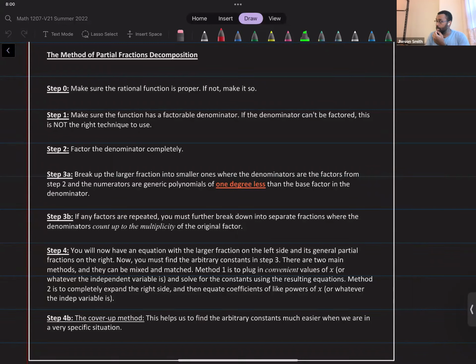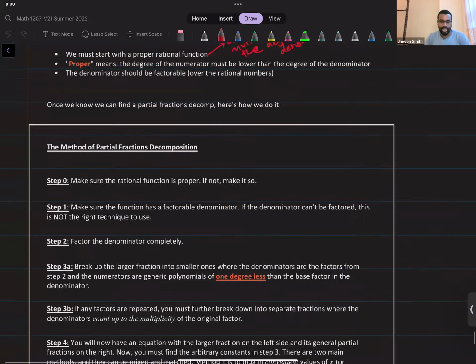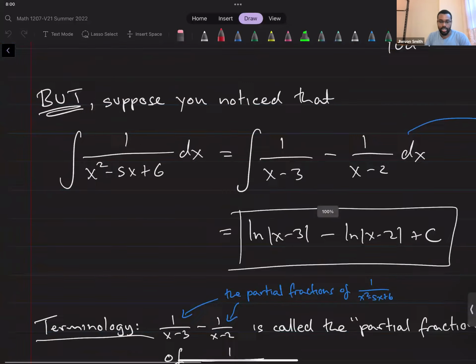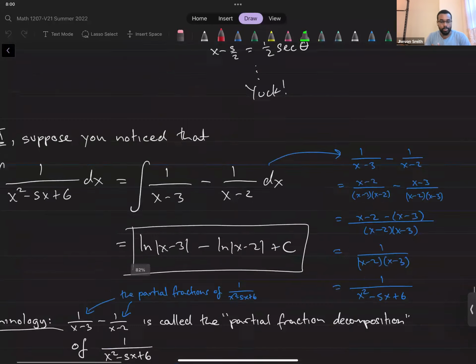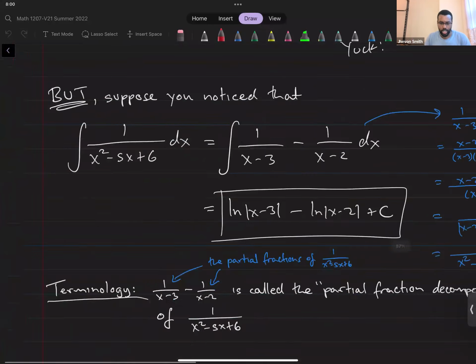And depending on the situation, it sounds like a long process when I'm saying this, and sometimes it is, to be honest. But you can actually break something down relatively quickly into some smaller guys. A problem like this shouldn't take you too much time at all. And by the time I get to the cover-up method, you're going to realize that a problem like this happens really quickly, compared to what you would have to go through with a trig sub. But that's what we're going to essentially do.